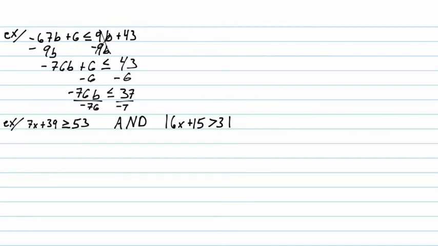Now I'm dividing by negative 76. When I divide by a negative, that switches that sign. So B is going to be greater than or equal to negative 37 over 76. 37 is prime. 37 doesn't go into 76. So an ugly fraction, but it's correct.